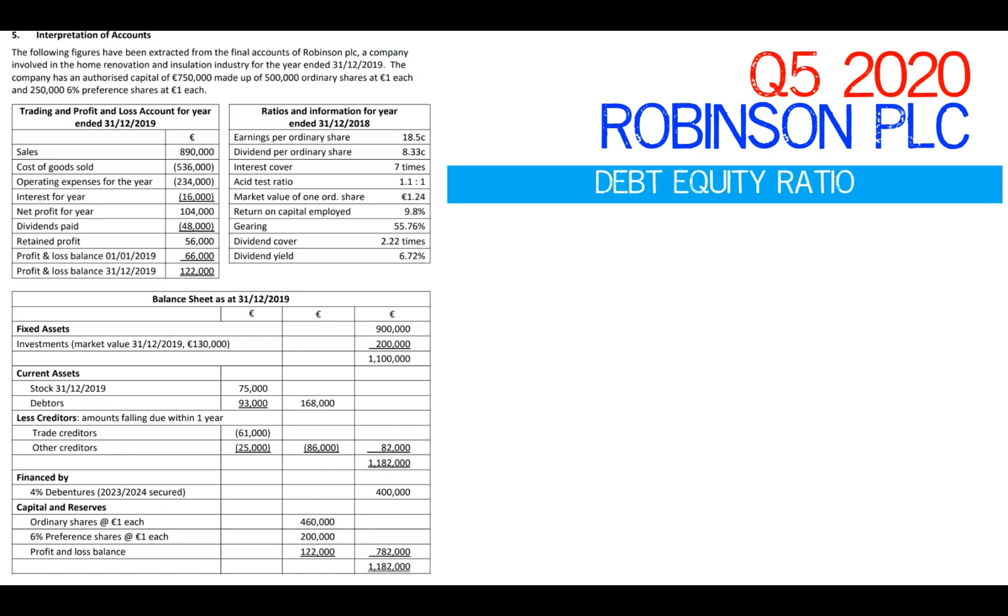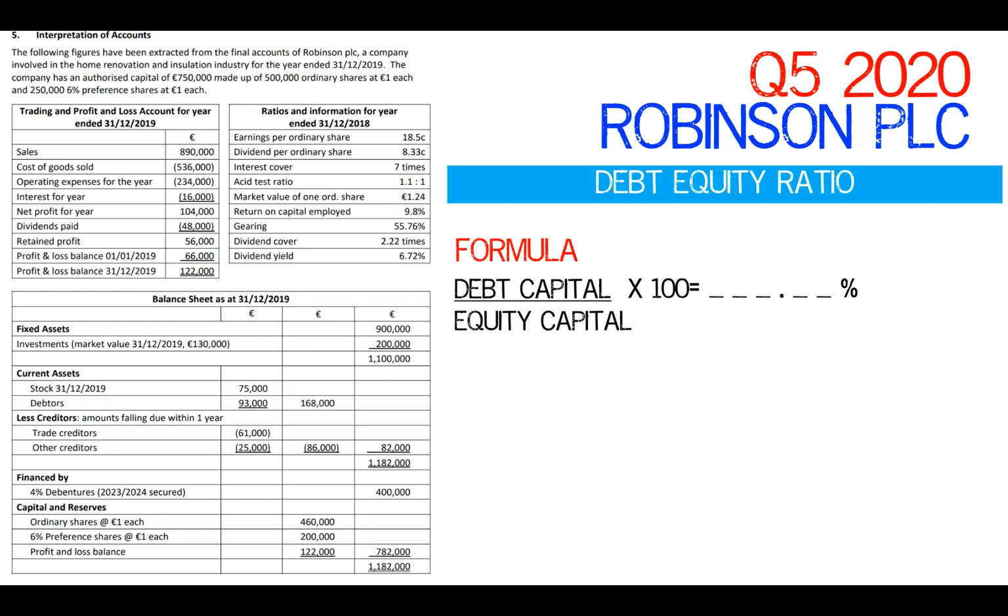Okay, the debt equity ratio here. Formula: debt capital over equity capital multiplied by 100.